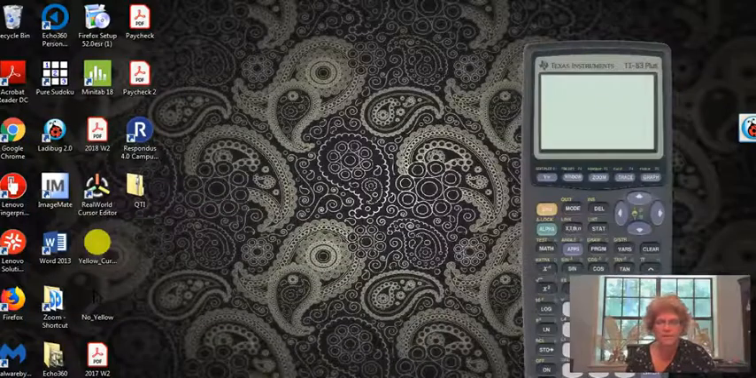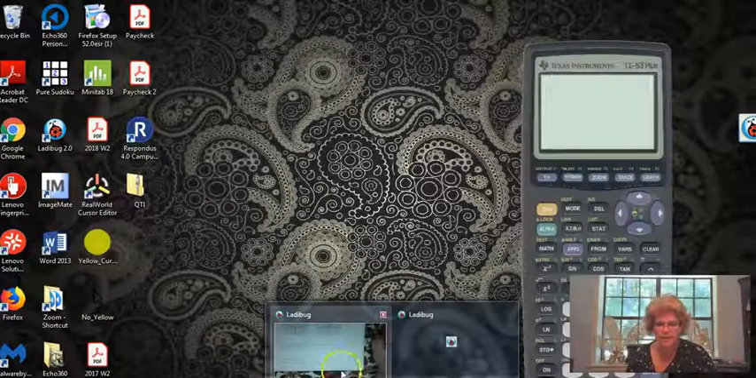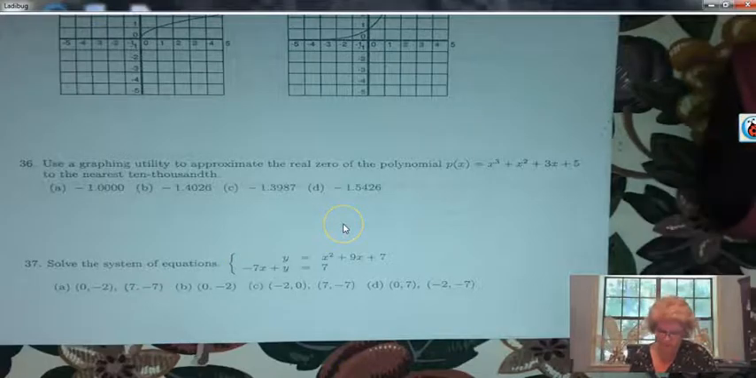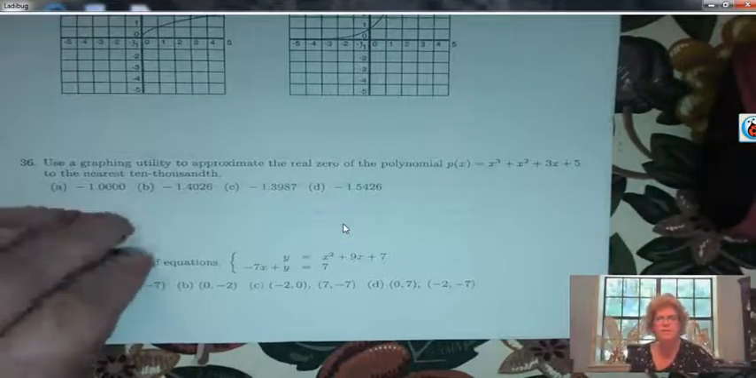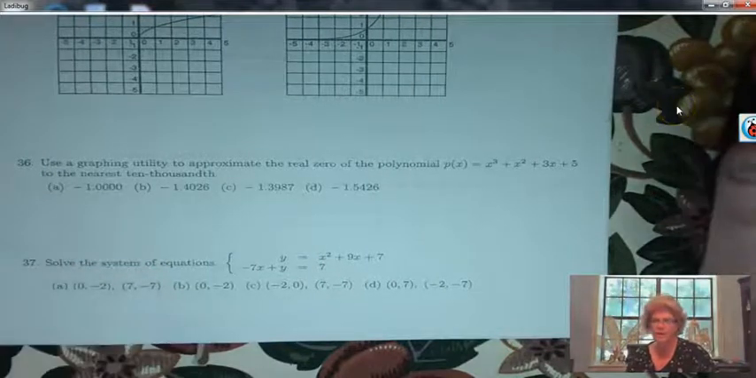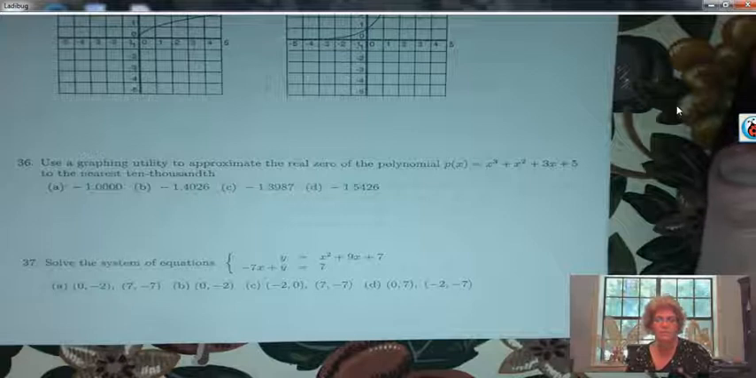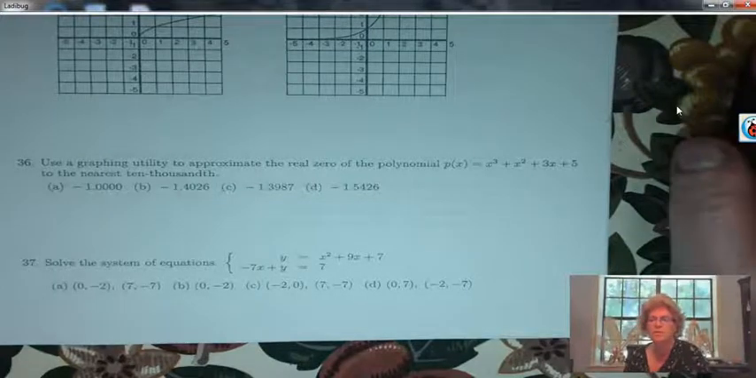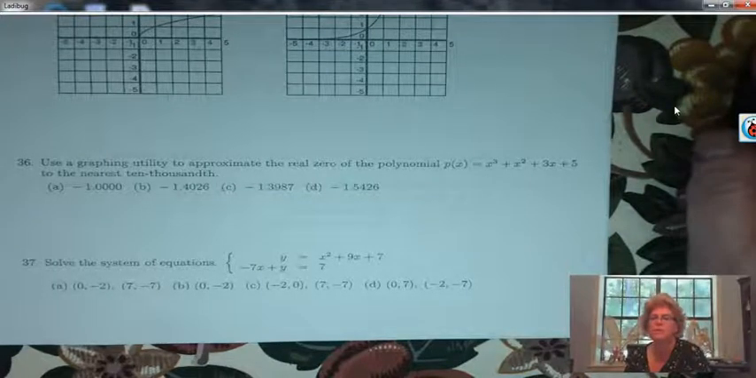Okay, in this lecture we're going to be looking at an actual question from an exam. It says to use the graphing utility to approximate the real zero. So what we have here is an irrational zero. It's a real number, but it's irrational. So the rational zeros theorem isn't going to help us.